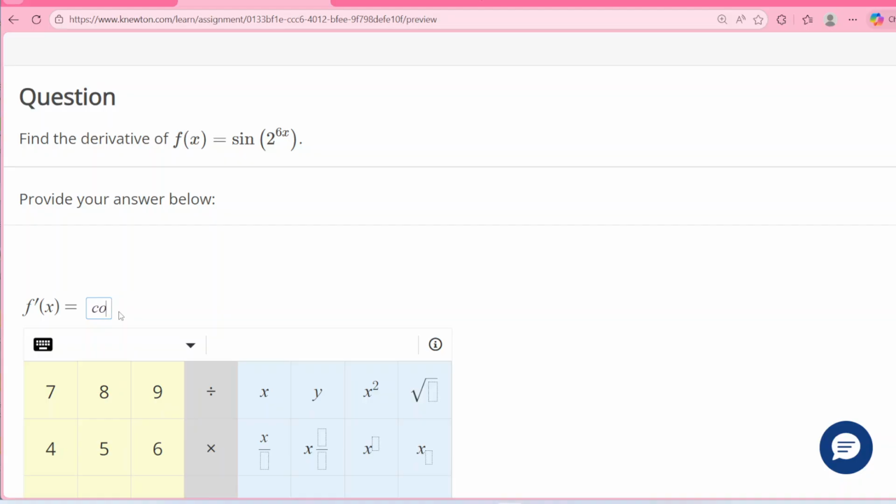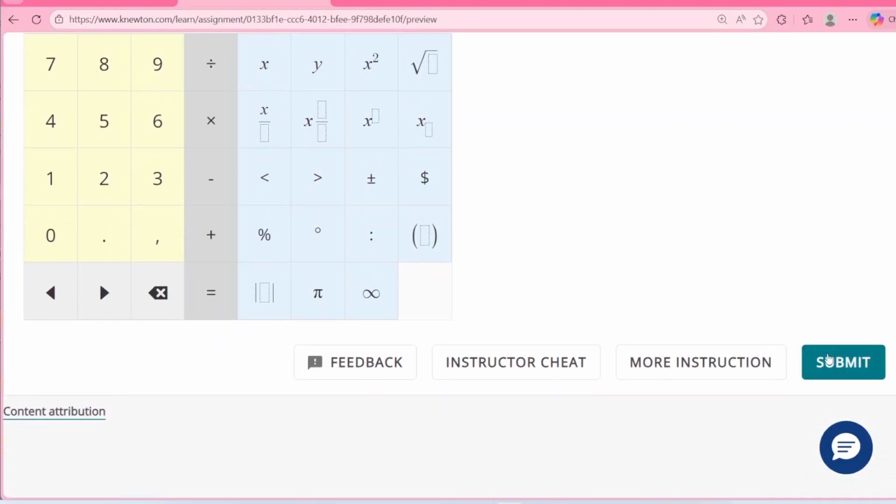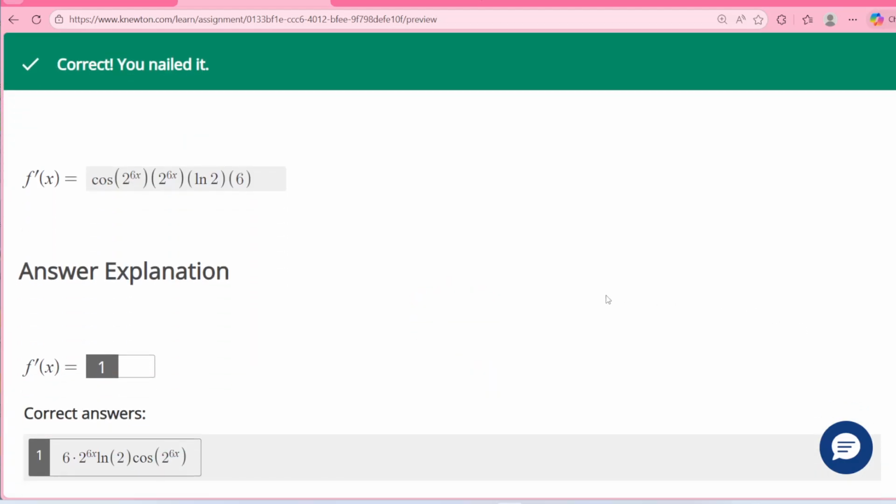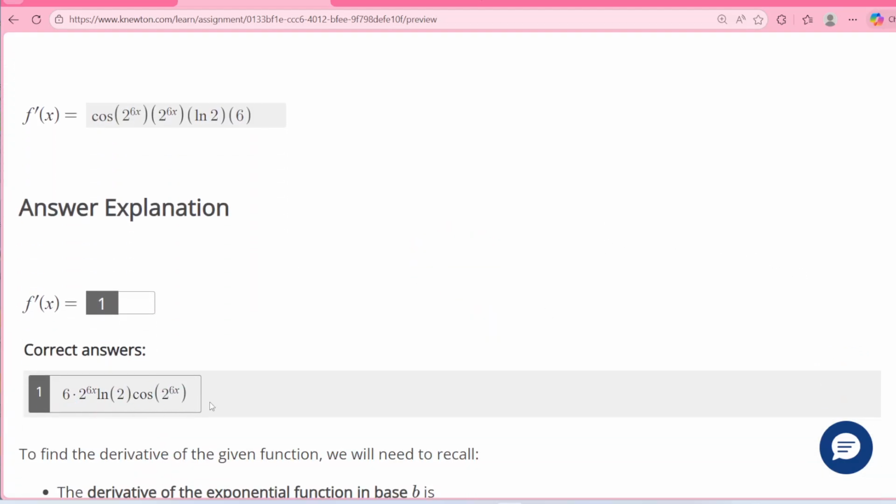So we have the cosine of this 2 raised to the 6x power, times, and then the derivative of 2 to the 6x would be 2 to the 6x times the natural log of 2 times 6. And this should be good. And they throw the 6 out front, but same thing.